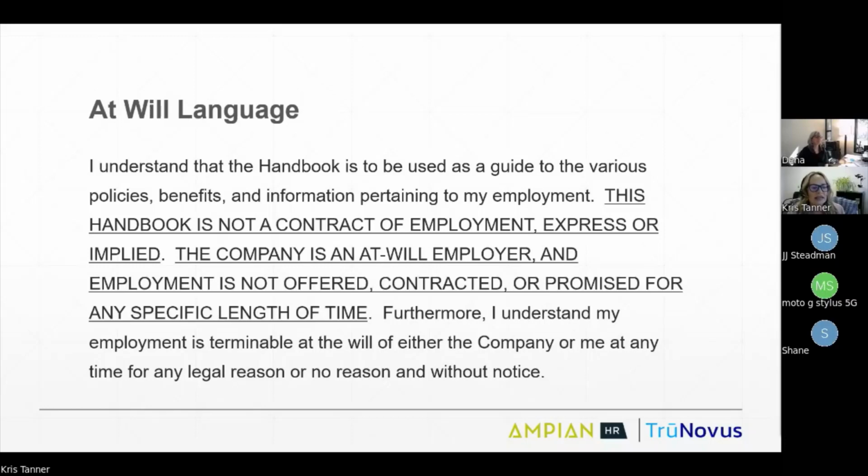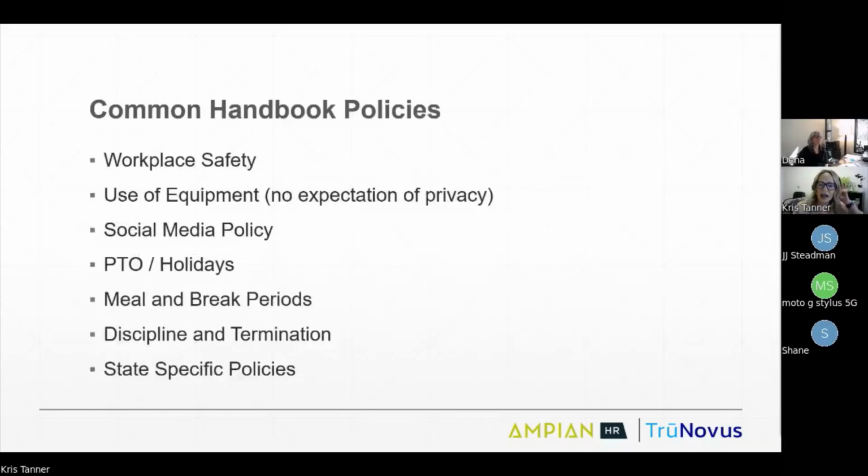All right, the next slide. I'll just touch on this quickly. These are really just some of the common policies that are included in most employee handbooks. So workplace safety, use of equipment. And what I mean on that slide by no expectation of privacy is this is essentially why we even talk about equipment in our handbook.